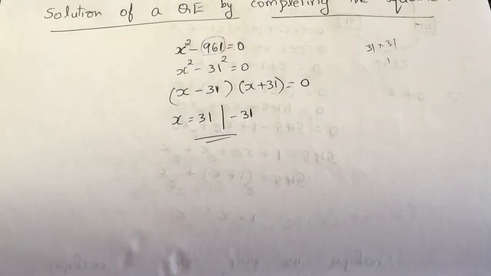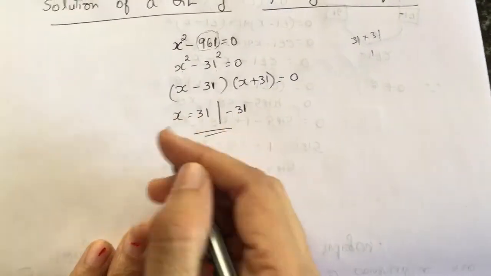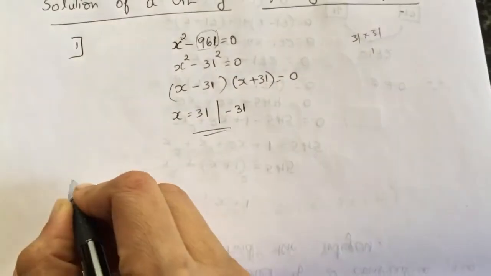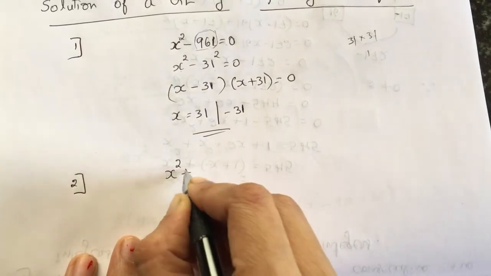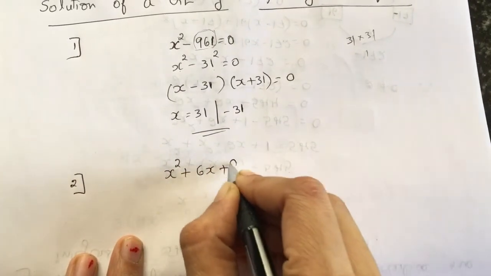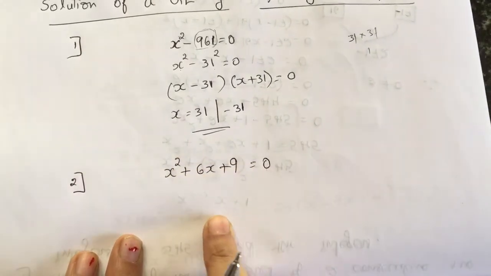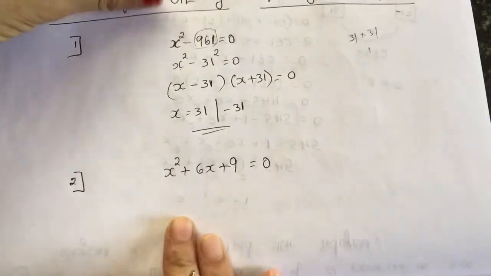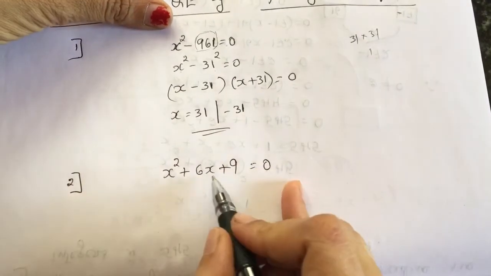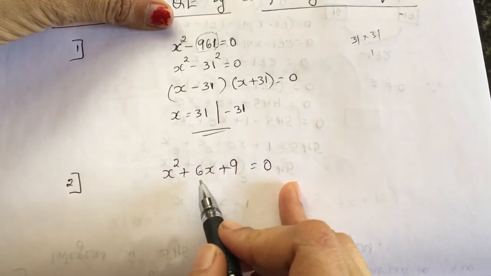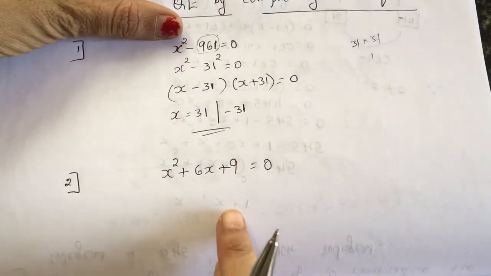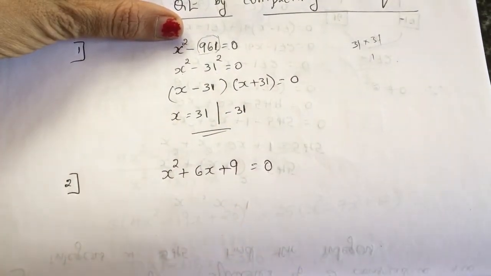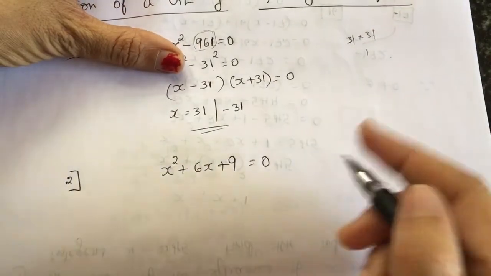Initially I'll take different types of problems. Suppose you are given this, say x square plus 6x plus 9 equal to 0. I'm taking the easiest examples first. In this case factorizing can be done, no issues, but I'm explaining how to do it with the perfect square method, the completing square method.